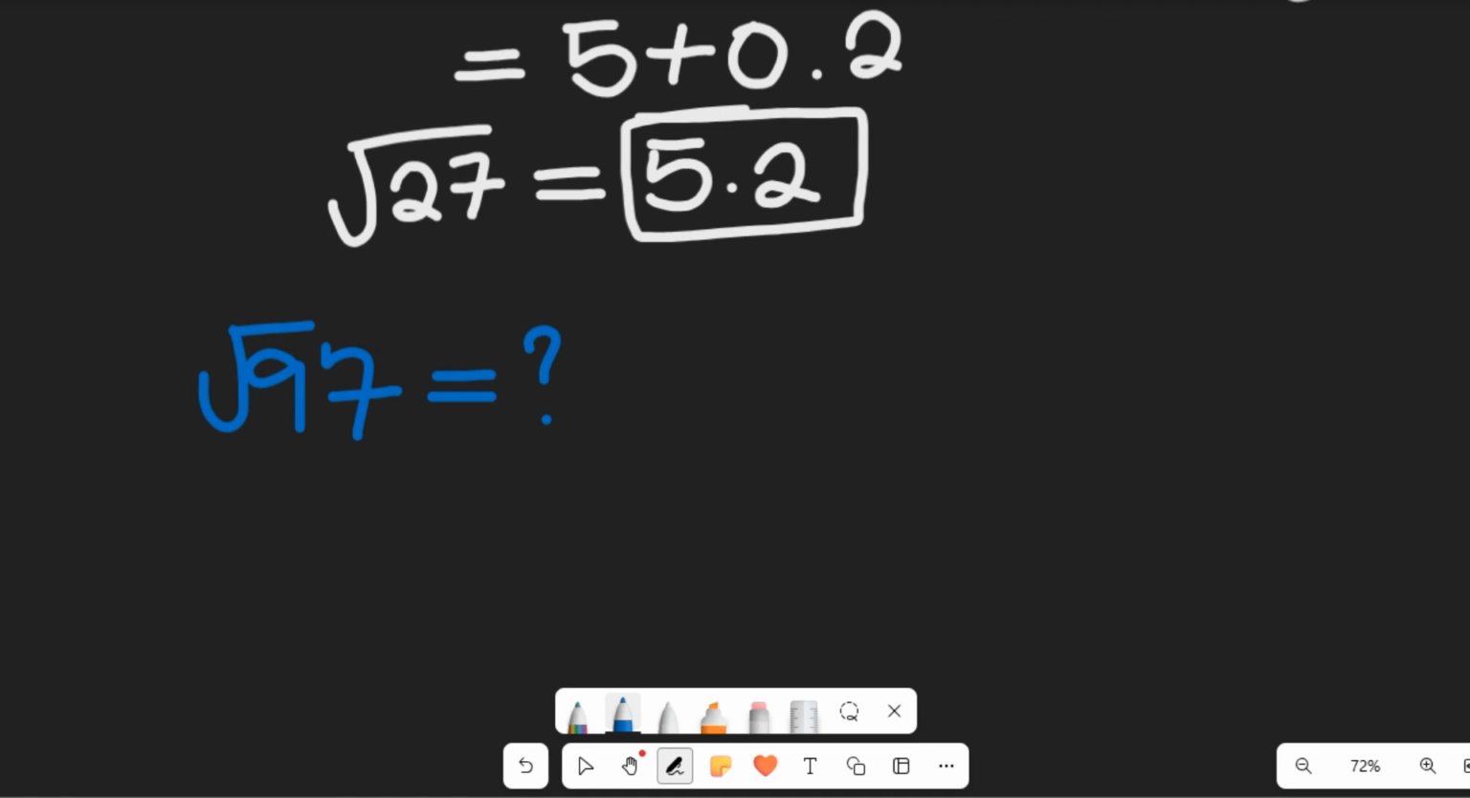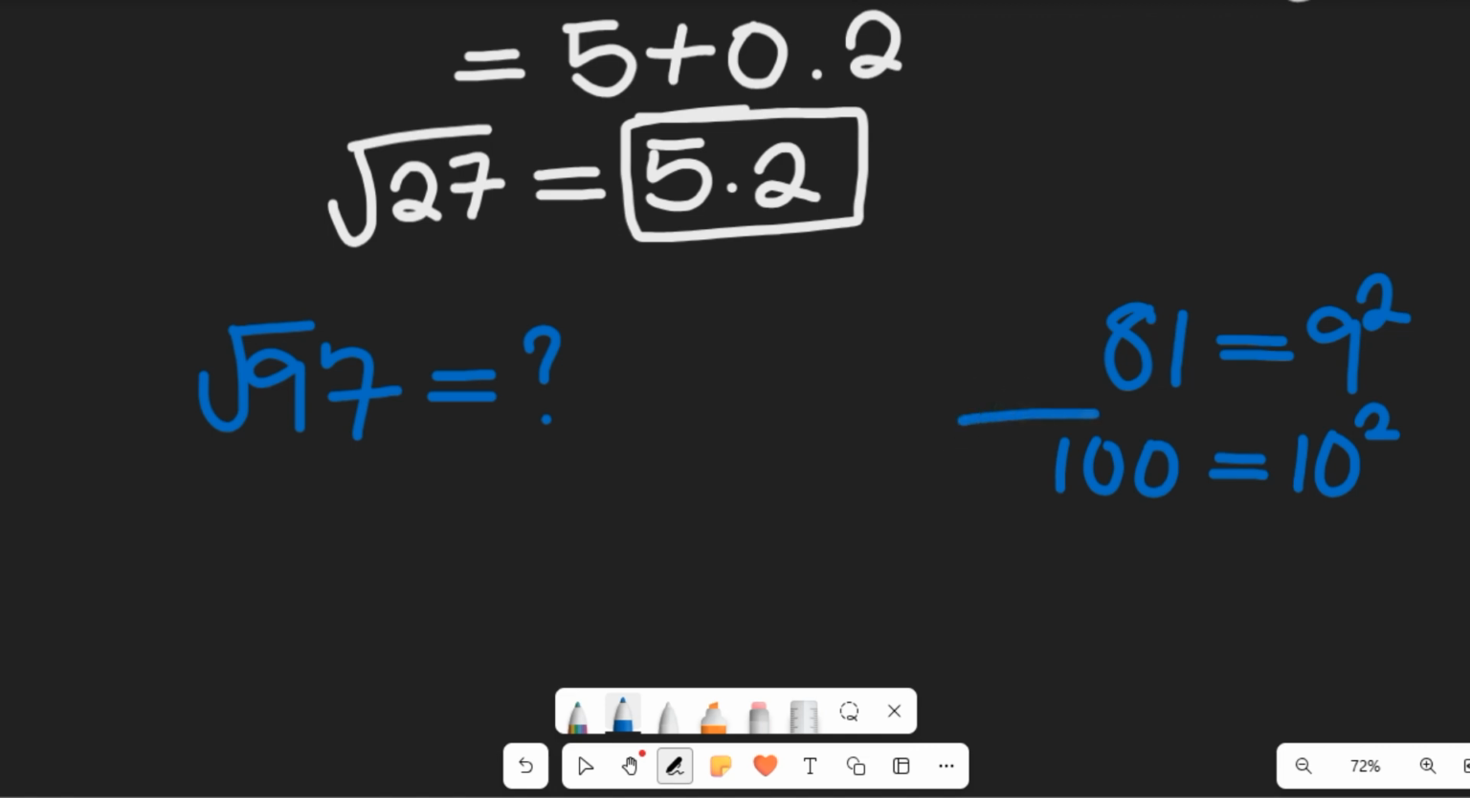Good. Now let us analyze all the perfect squares before 97 and the one after 97. Before 97, you will see that we have 81. Is it not so? 81 is 9 squared and a perfect square. After 97, we have 100. 100 is a perfect square, and it is the square of what? The square of 10. So the square of 10 gives us 100. The square of 9 gives us 81. So you see that 97 is in between 81 and 100.